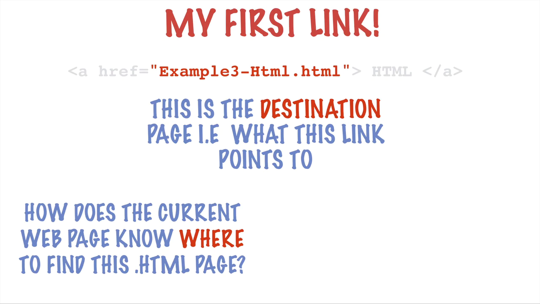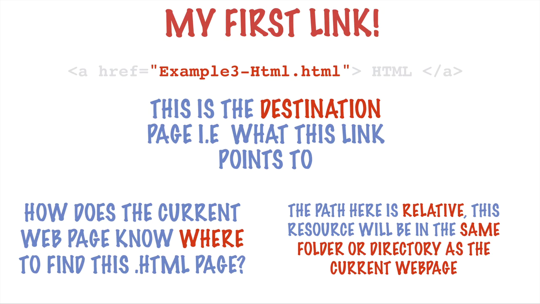Now, how does the current web page know where this web page or this .html page is going to land? Well, the answer is that this is a relative link. This is a relative path. The resource is assumed to be in the same folder or directory as the current web page, and the path then specifies an offset from this location. It's also possible to specify an absolute path. For instance, we could have just specified that we would like this link to go to www.google.com. That would be an absolute path. We'll talk about those later. For now, let's focus on relative paths.